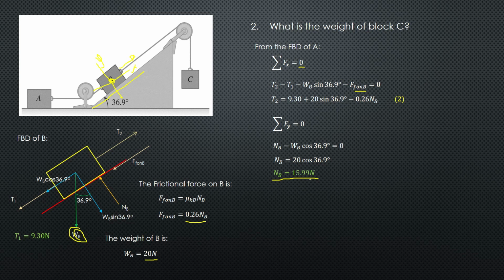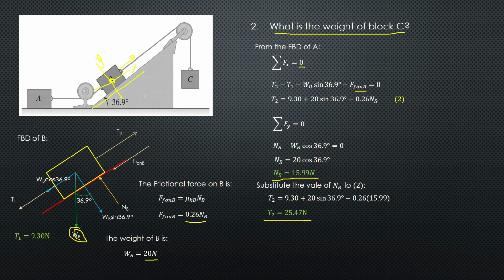Now we substitute that value to equation 2. So T2 equals 9.3 plus 20 sine 36.9 minus 0.26 times 15.99 for NB. So you'll get the tension 2 of 25.47. So we are not yet done because the question is, what is the weight of the block?